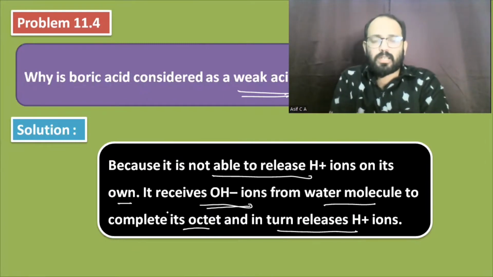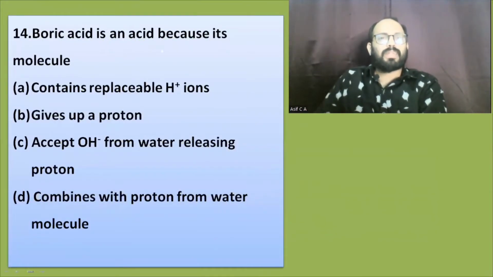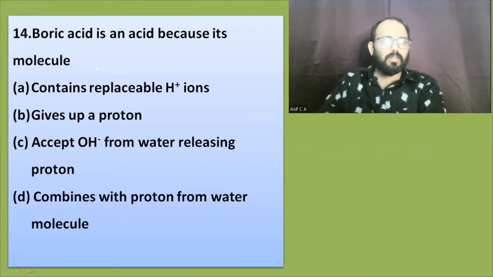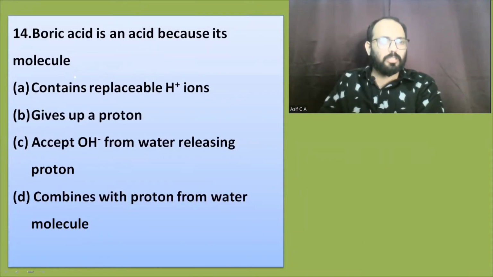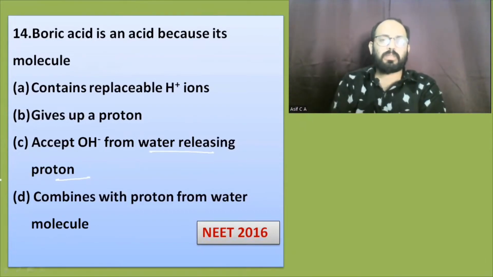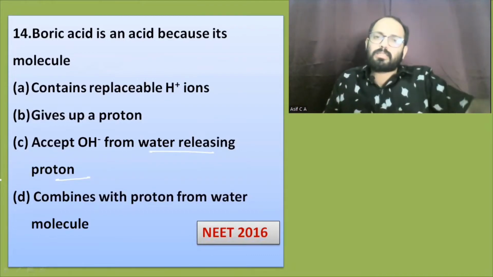In the solution, they have asked the question. Look at the options. Boric acid is an acid because its molecule contains replaceable hydrogen H plus ion. No. It gives up a proton. No. It accepts OH minus from water, releasing proton. Correct? That is going to be the answer. It accepts OH minus from water first, then it releases proton.